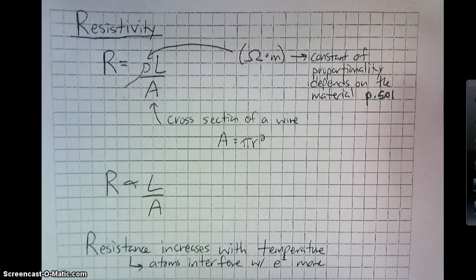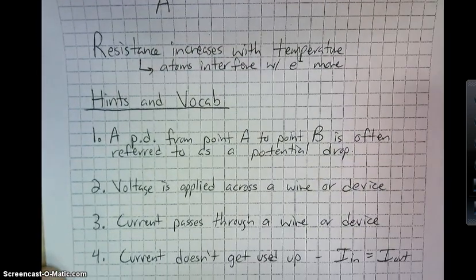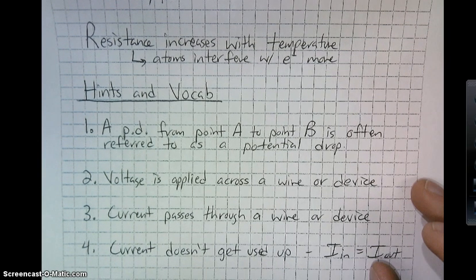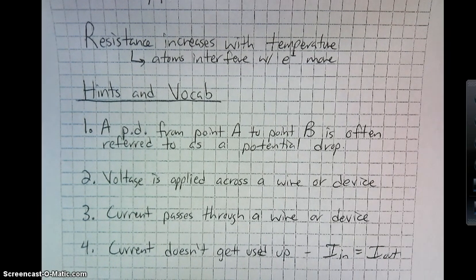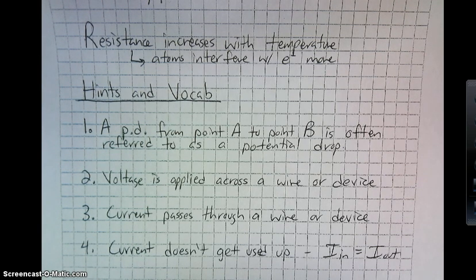All right. The very last thing that I have for you in this section is some little hints and vocab, so that when we say them, or when you hear them in a problem, they make sense. They might still not make sense even after this video, but I just want you to keep these in your mind. The first one says a potential difference from point A to point B is often referred to as a potential drop. So if you've got two points, the difference in those potentials is referred to as a potential drop from A to B.